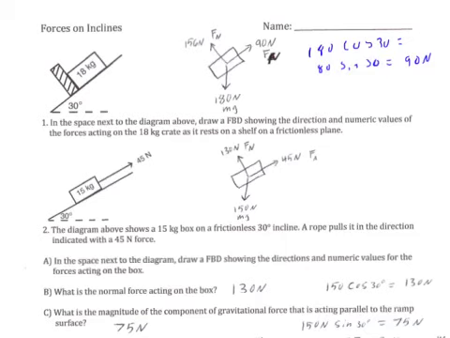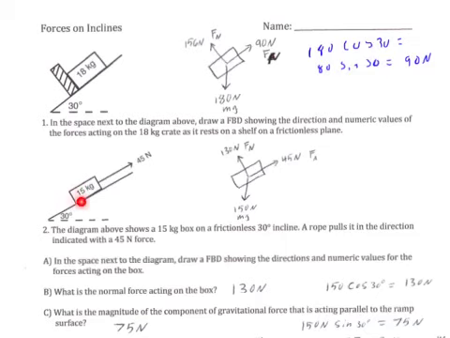Now, let's look at number 2. In this case, a diagram shows a 15 kilogram box on one of those lovely frictionless inclines that acts at 30 degrees. A rope is pulling it up with a 45 newton force. The first thing we're asked to do is to draw a free body diagram showing the directions and numeric values. So I always start with mg.